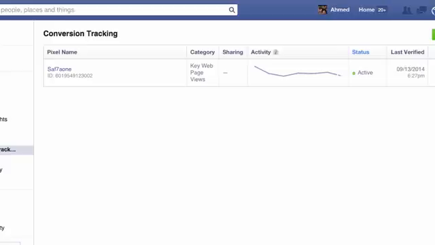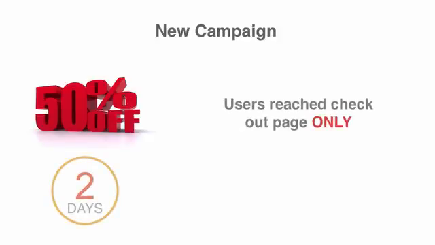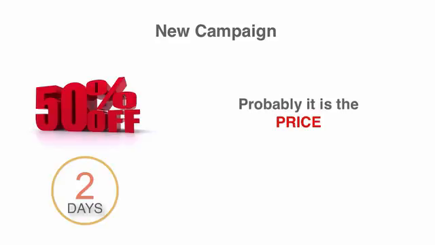What's next? Here is a typical case. Suppose we want to create a campaign with a 50% discount offer, valid only for 2 days. And we want to target those who visited the site, navigated through, selected the product they want, and reached the checkout page. Then they left. These users definitely like the product you are offering, as they made their way all through to the checkout page. Probably it is the price that made them leave, right?